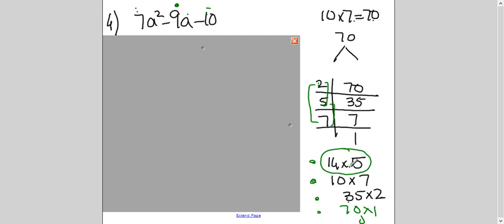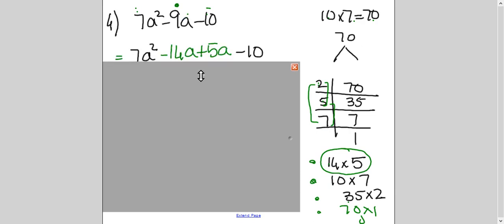Now I have to be careful about sign only, because I want what? I want -9. So what will give you -9? Do you have any idea? Yes, minus 14 plus 5. So the remaining terms I'm writing as it is. And instead of -9a, I'm writing -14a plus 5a.